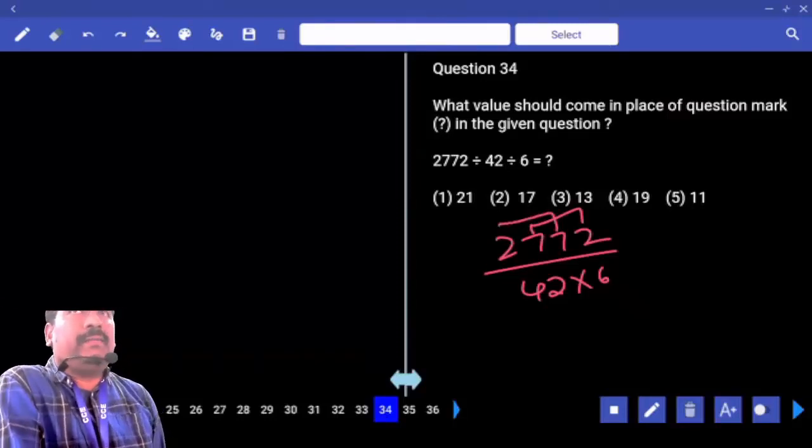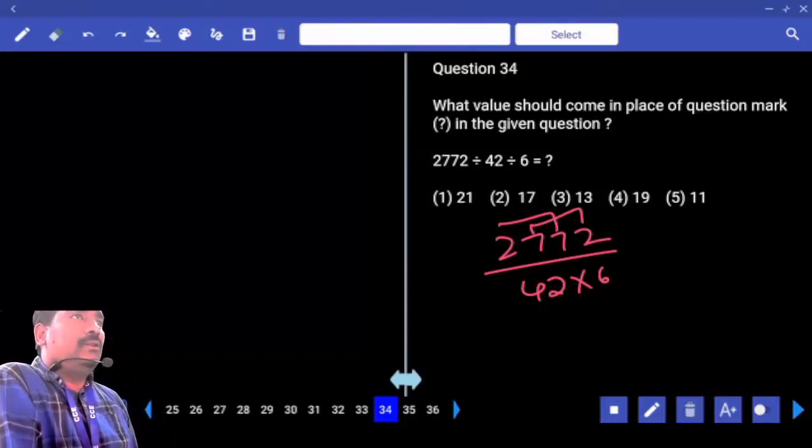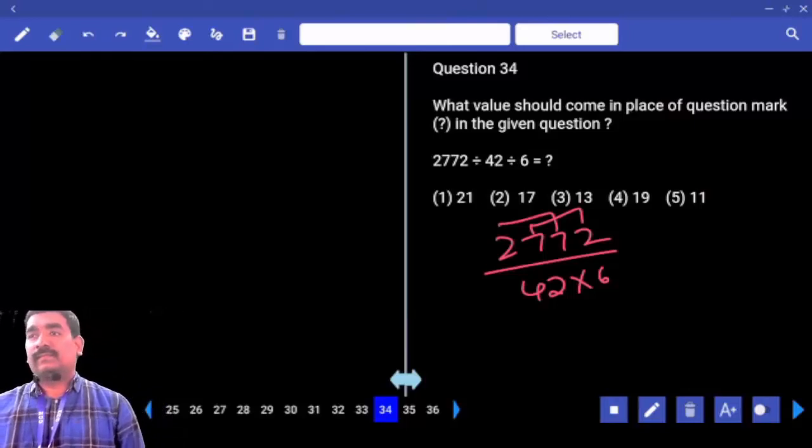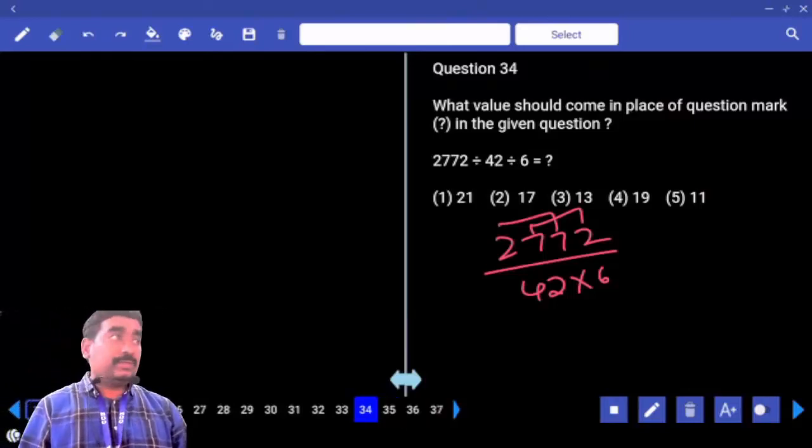Numerator is an 11 multiple. Do you have any 11 multiple in the denominator? No. The answer is definitely an 11 multiple. Only one option, the fifth option.